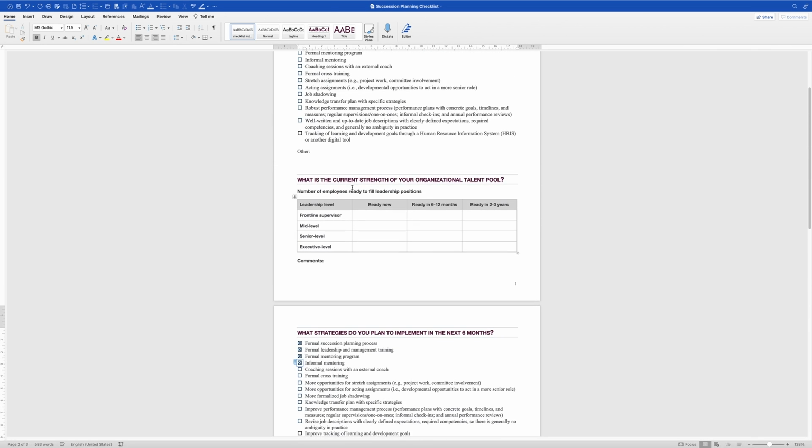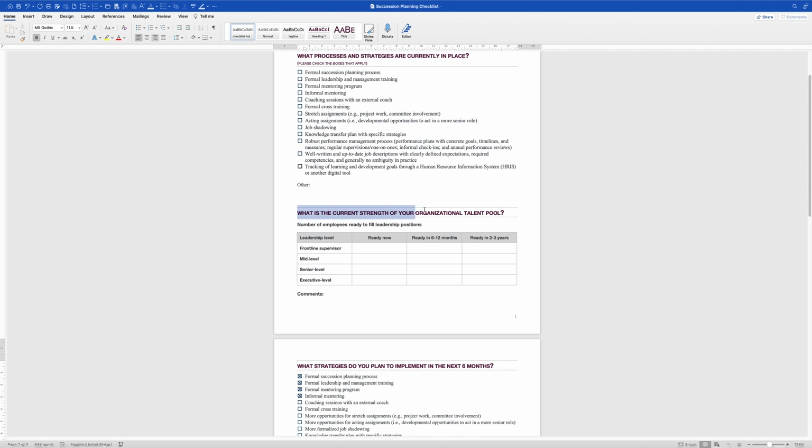The section on the first page, "What is the current strength of your organizational talent pool?" can be populated once you have completed the Excel workbook. Having this data on the checklist as well can give you a quick snapshot of your talent pool readiness for planning purposes.